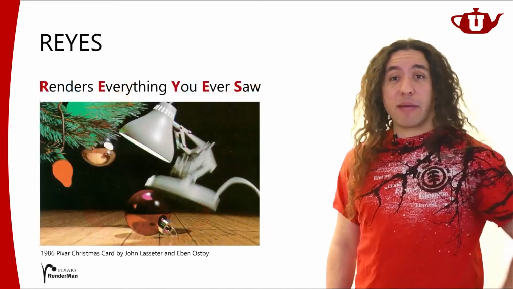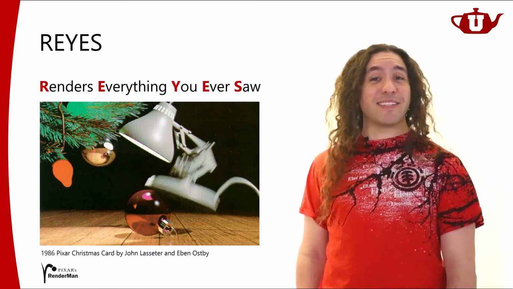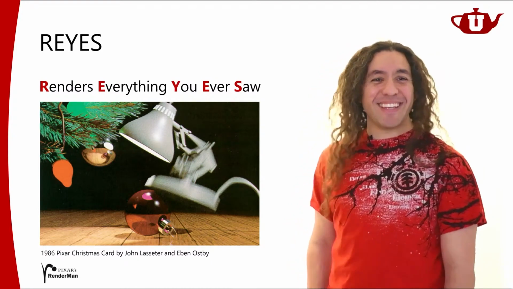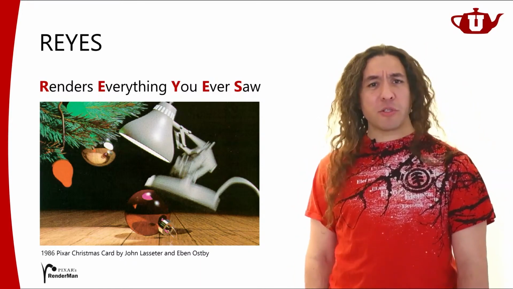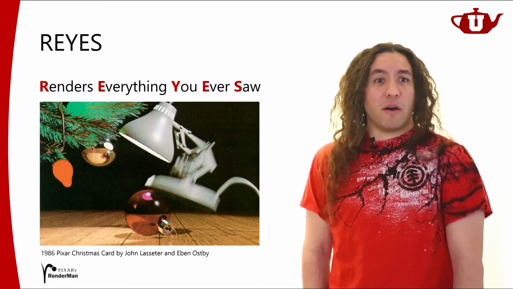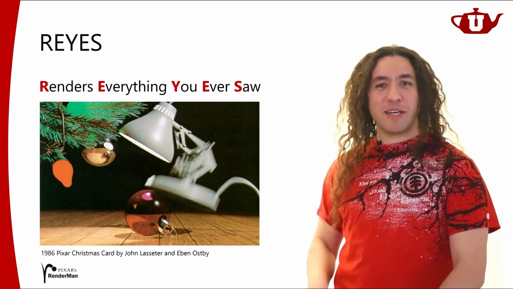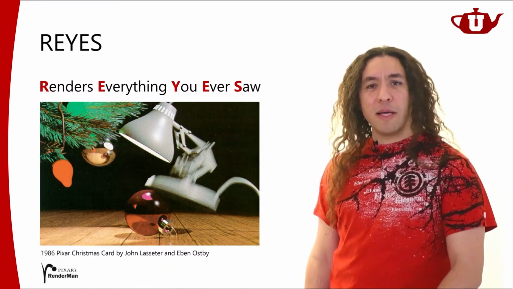Another rasterization-based algorithm, very widely used, was REYES, that is called Render Everything You Ever Saw. It's short for that. This is the algorithm that Pixar used for many, many years, for pretty much all of its movies, up until recently. REYES was the fundamental algorithm of RenderMan, Pixar's renderer. And here's how it works.